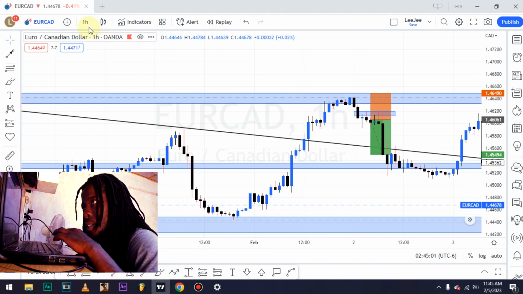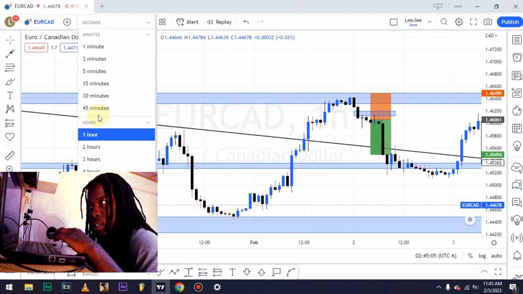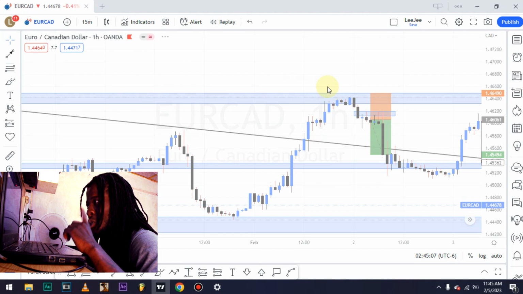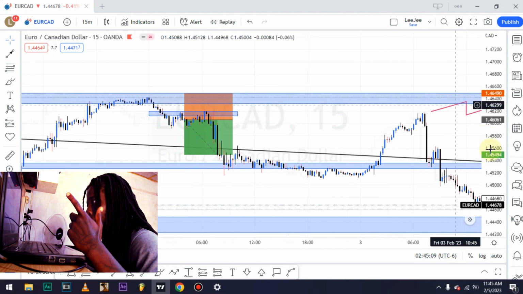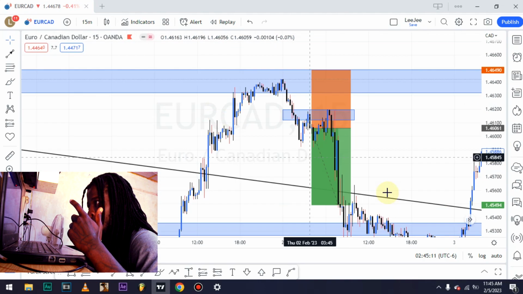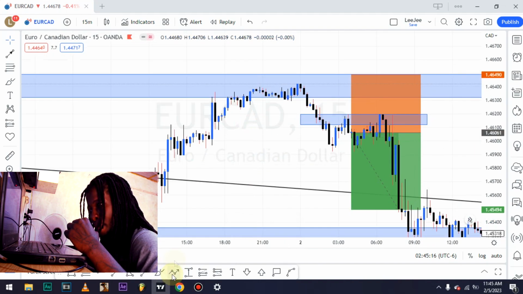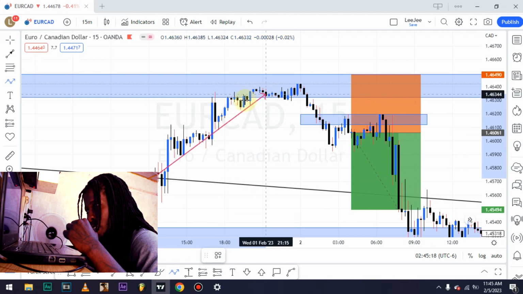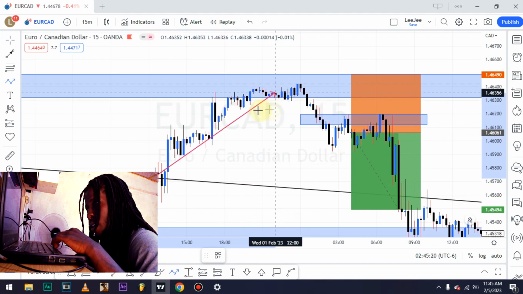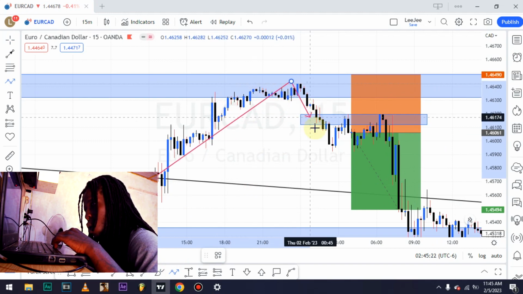So this is the hourly time frame. But I like taking my entries on the 15-minute time frame. So it was just a matter of being patient before going in and taking that trade, guys. Price came and retested this previous resistance over here, and then started going back.